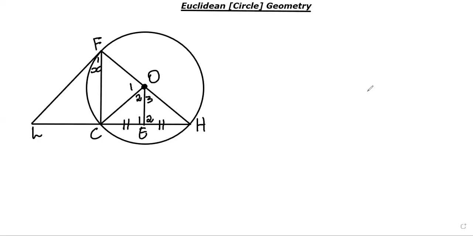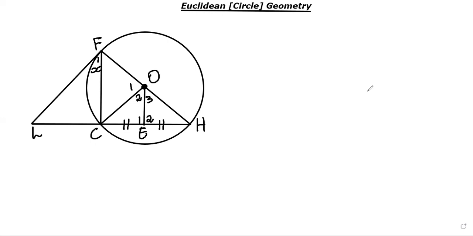So let's say you're seated peacefully in the exam, minding your own business, and they decide to give you something like this one. They say to you in the diagram, FH is a diameter of the circle with center O, FC is a chord, and LCH is a secant. LF is a tangent to the circle at F. E is a point on CH such that CE is equal to HE.